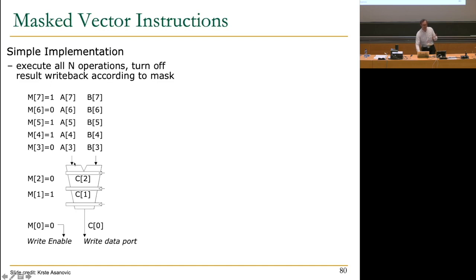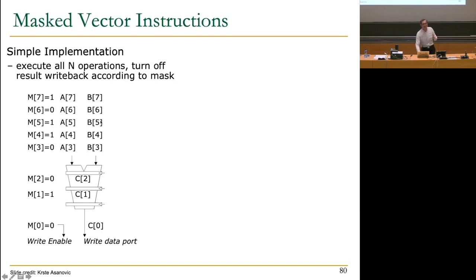So let's assume that this is a multiplication. You do all of the multiplications, but before you write the elements into the vector register, you check whether the mask is 0 or 1. If it's 0, you don't write the element to the vector register element entry. If it's 1, you do.